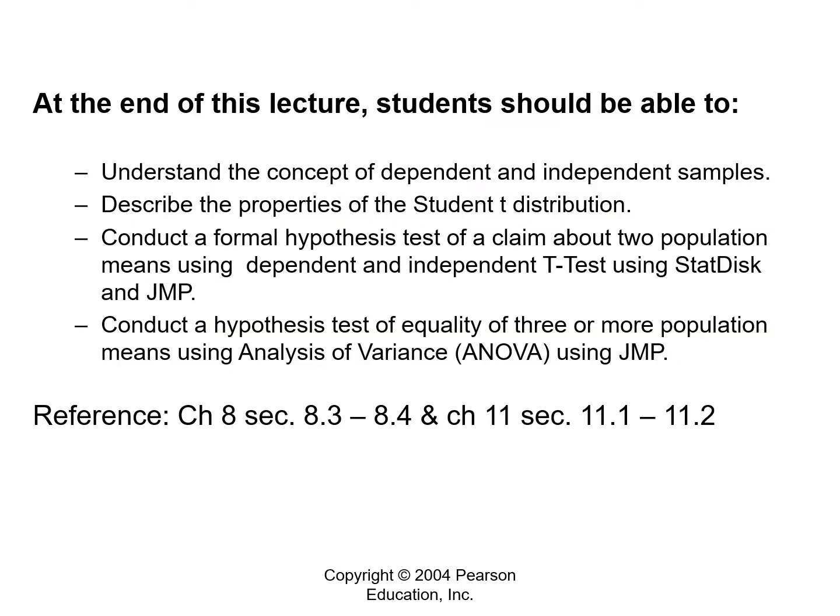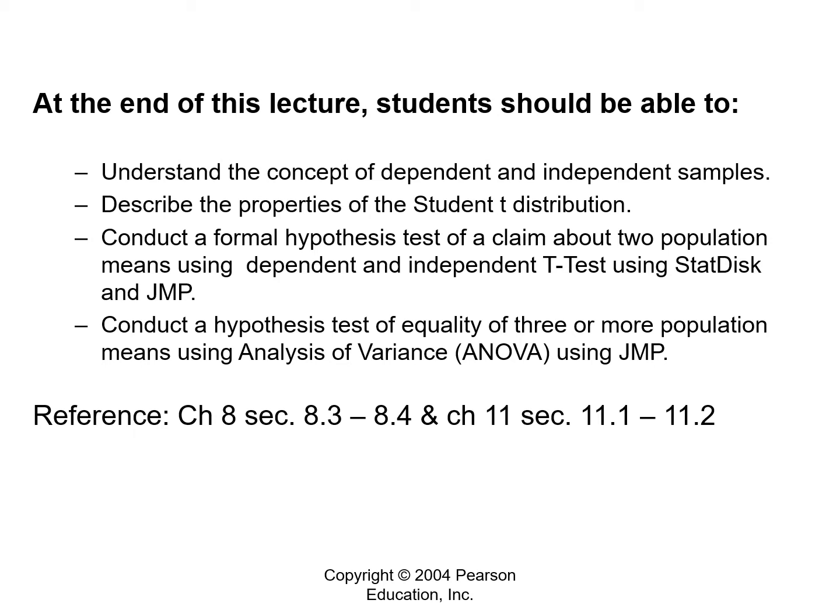The learning objectives of this lecture are: number one, understand the concept of dependent and independent samples. Two, describe the properties of the student t-distribution. The student t-distribution is the t-test. It is a well-known and very important statistical test. Number three, conduct a formal hypothesis test of a claim about two population means using dependent and independent t-tests, but with the software StatDisk or JMP.